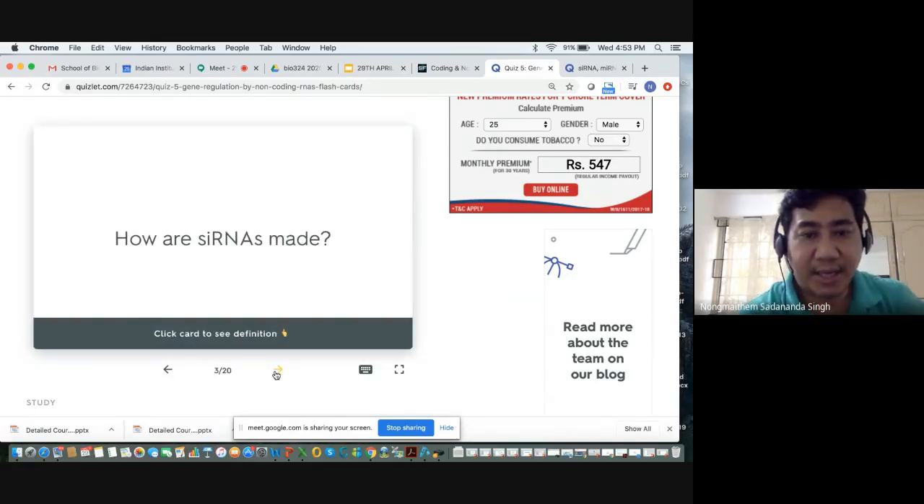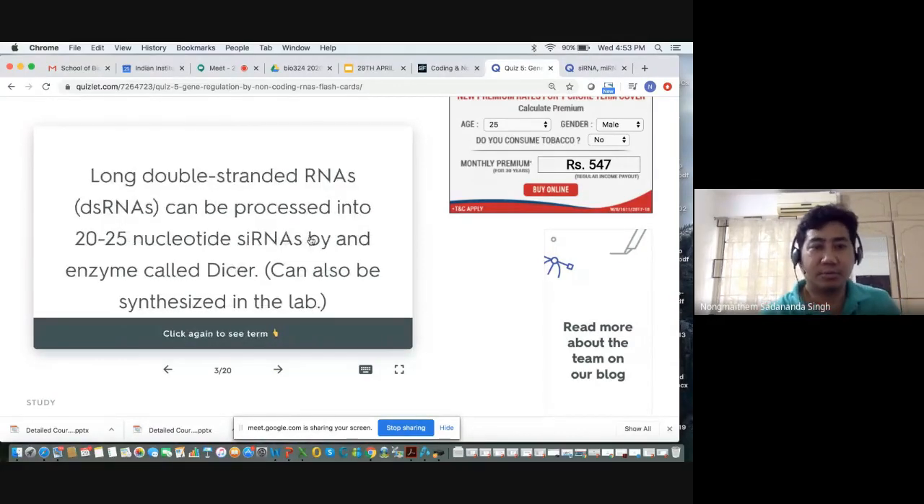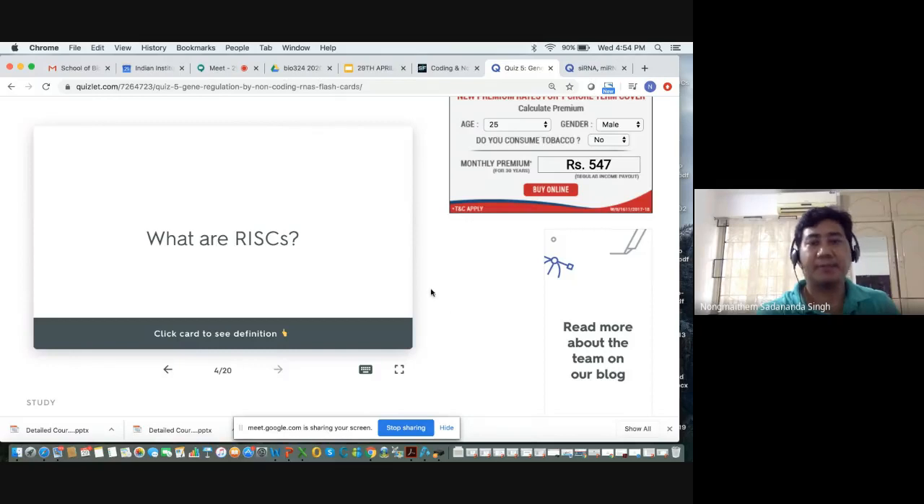How are siRNAs made? So this one again, I think it's processed from the double-stranded RNA. Let's go. Long double-stranded RNAs are processed by the enzyme Dicer. We have both Drosha and Dicer during miRNA as well as siRNA processing. Dicer is the one which processes the double-stranded RNA, and once it matures, it goes into the RISC complex. Correct?